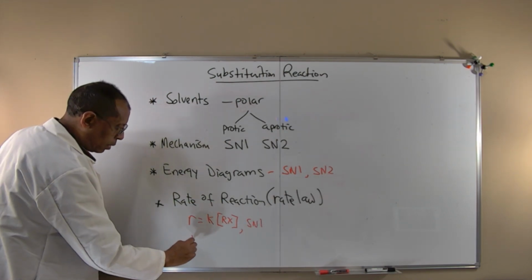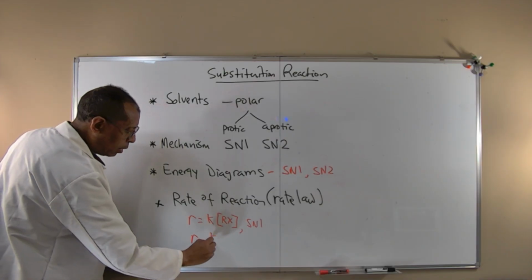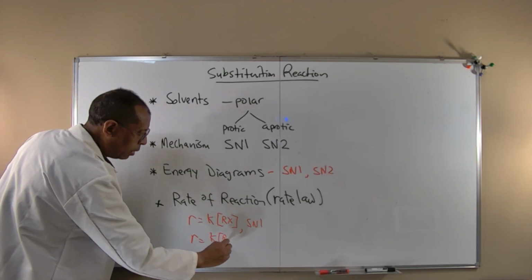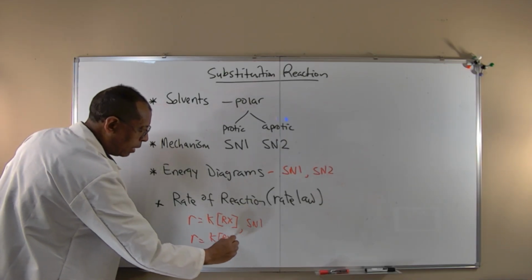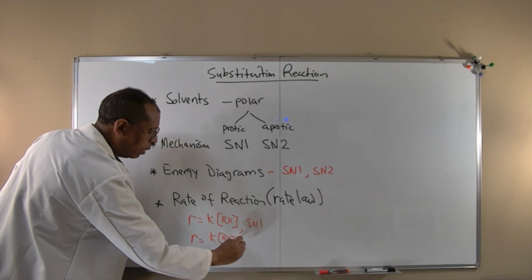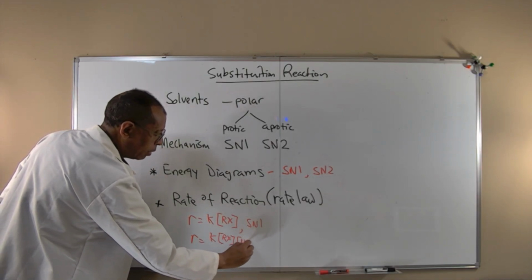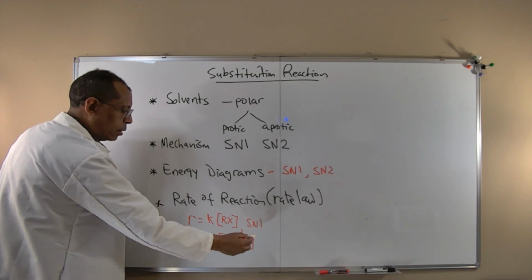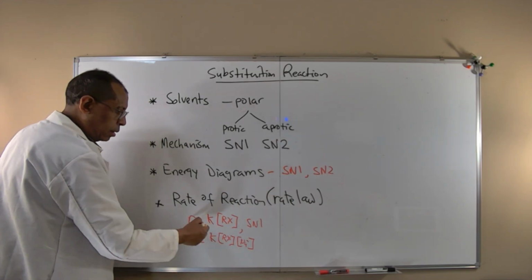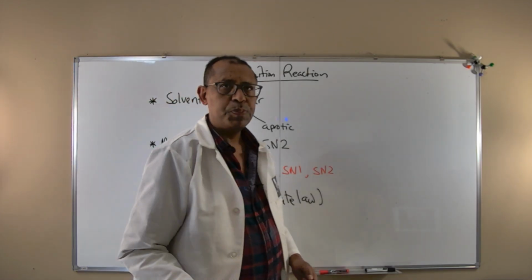But the rate law for SN2 depends on the concentration of the alkyl halide, and also the concentration of the nucleophile. That's why this is a bimolecular mechanism, and the other is a unimolecular mechanism.